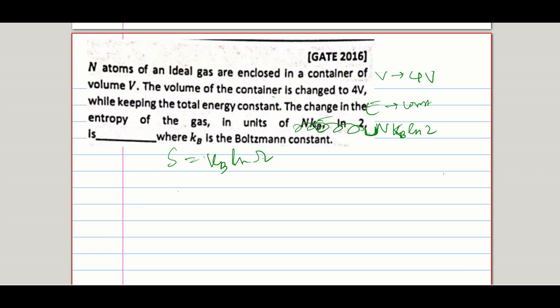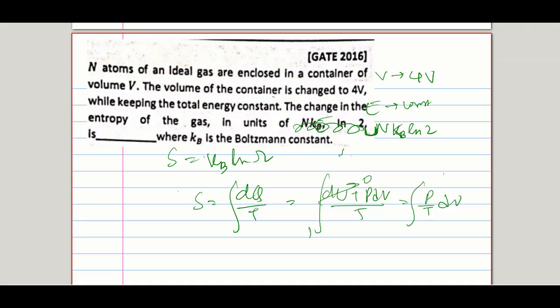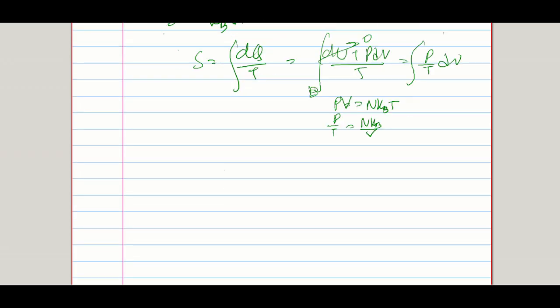But we cannot use this formula because there's no way to find this omega. We'll use the other formula, which is the integration of dQ by T. dQ is what? It's again dU plus P dV. Okay, dU is 0 because total energy is constant. So integration of P by T dV. We know PV equals N Kb T, so P by T is N Kb by V. Okay, so we'll put that in that equation.